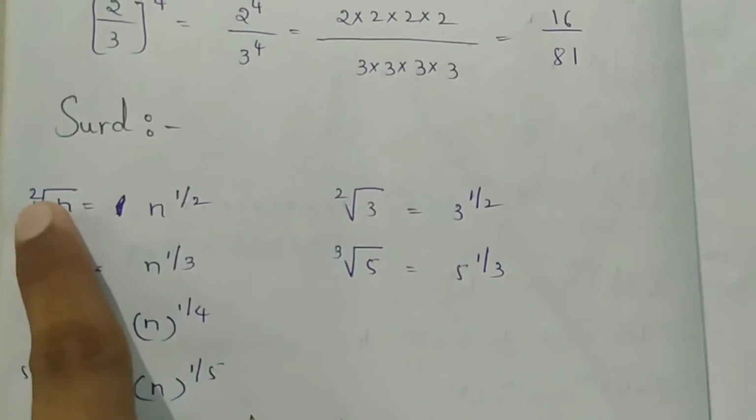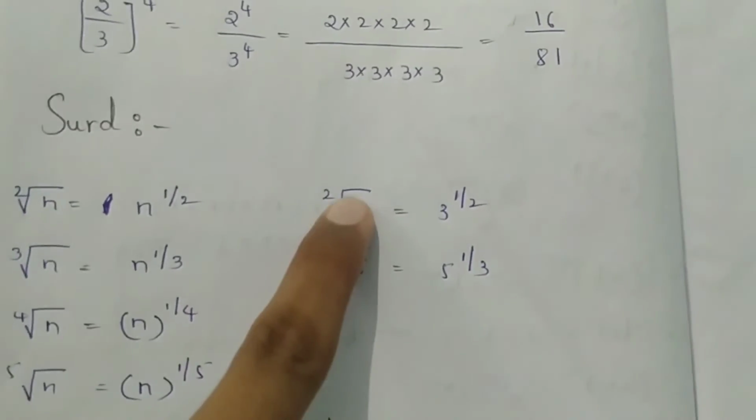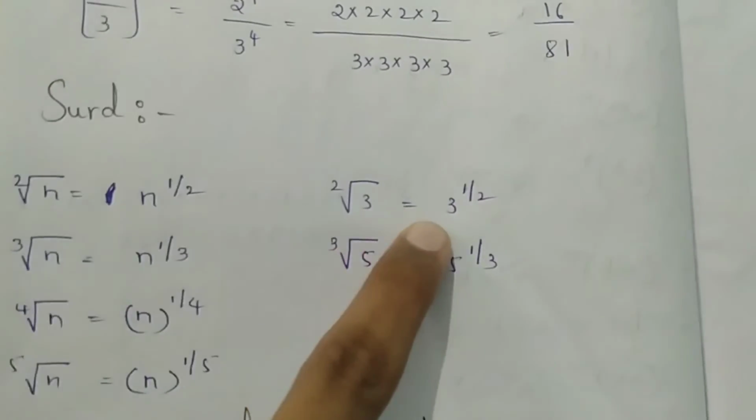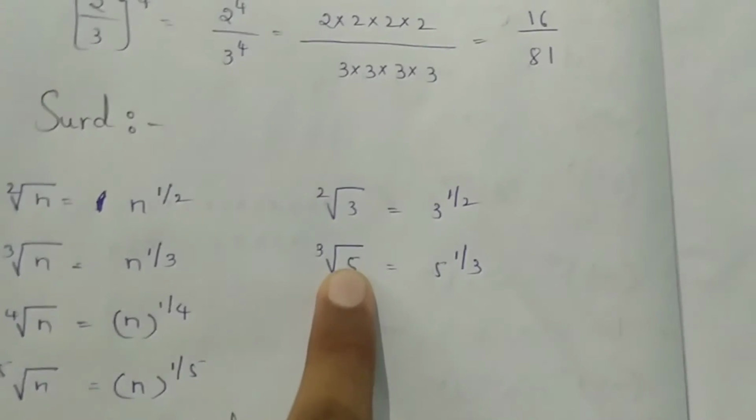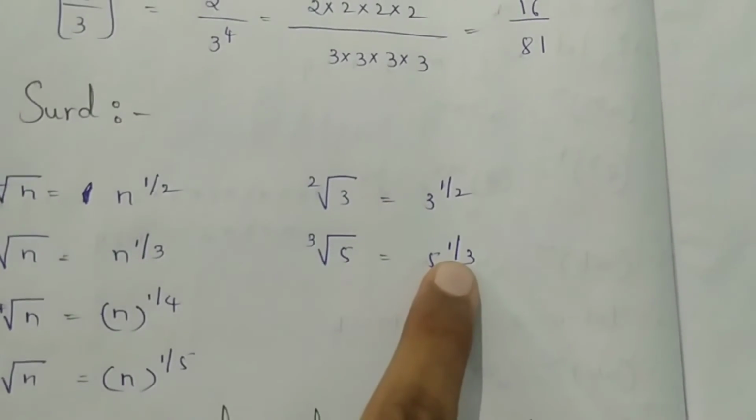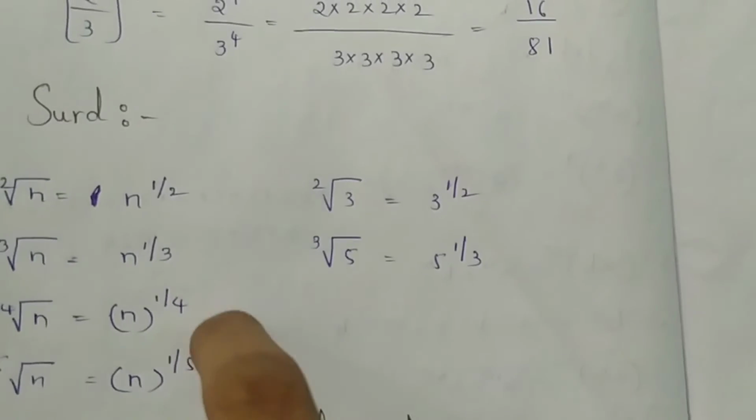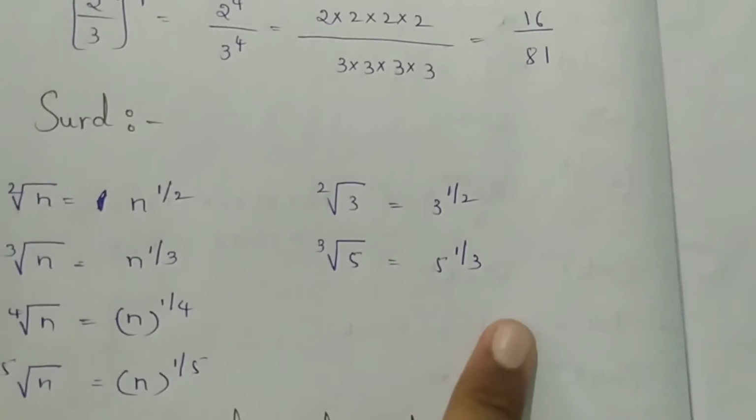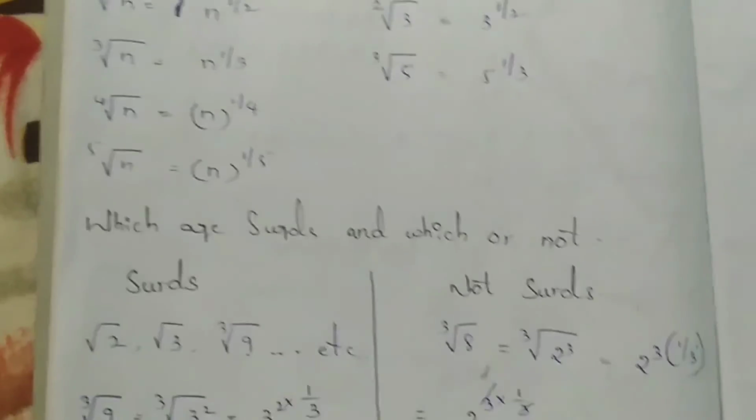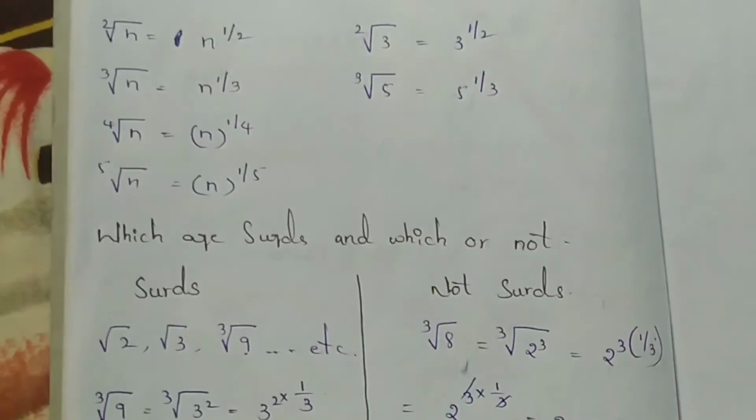Let us take an example, same as this: root 3 is equal to 3 power 1 by 2. Again, the same way, the cube root of 5 is nothing but 5 power 1 by 3. If we take 4, it means 5 power 1 by 4. 5 means 5 power 1 by 5, like that. Next, which are surds and which are not surds?